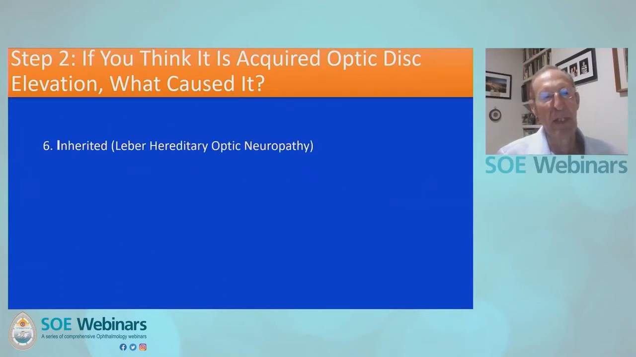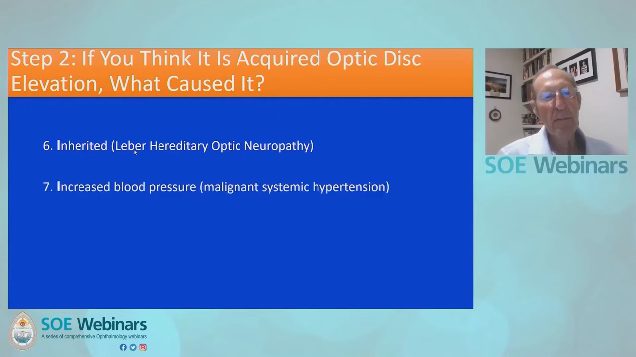All right, and then number six is inherited, and that would be Leber hereditary optic neuropathy. It produces optic disc swelling as well. Usually the swelling is not in the disc itself, but in the peripapillary axonal layer. Increased blood pressure, well, yes. Malignant systemic hypertension produces vasogenic edema of the optic disc. And although it isn't very prominent and certainly much less prominent than the retinal abnormalities, it is a cause of acquired optic disc elevation and needs to be recognized.